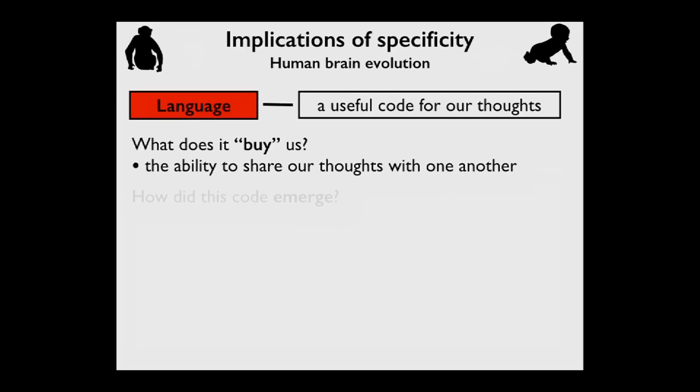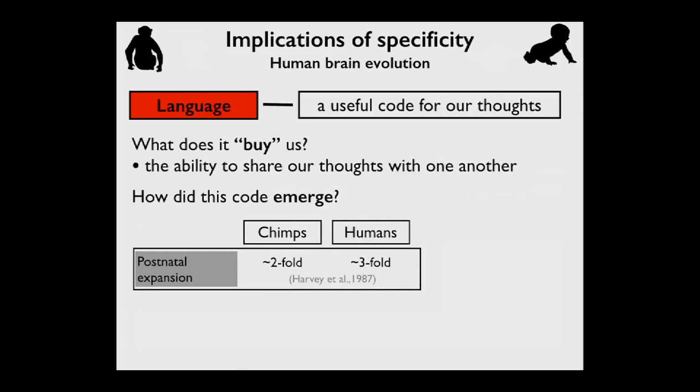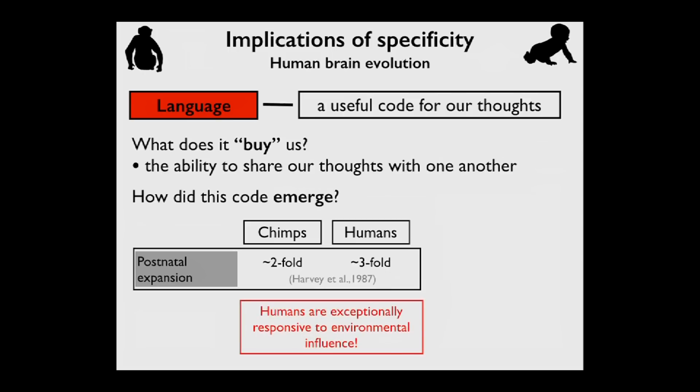And so how does the system emerge? So I think one thing that was different between us and chimps is that there is a protracted course to the brain development in humans. Between birth and adulthood, our brains increase threefold compared to just twofold in chimps. It's a big difference. And basically, this just makes us exceptionally susceptible to environmental influences, and we can soak stuff up from the environment very, very easily.